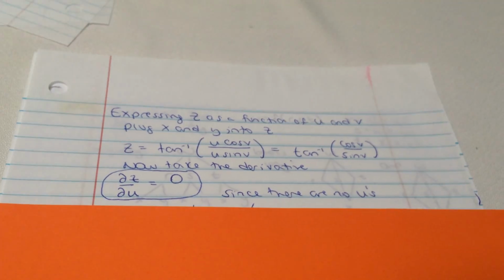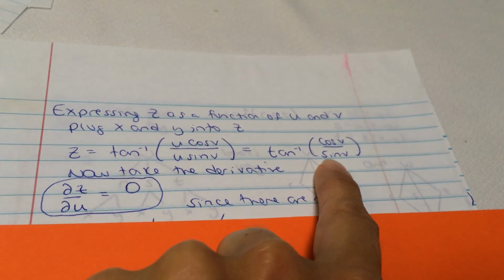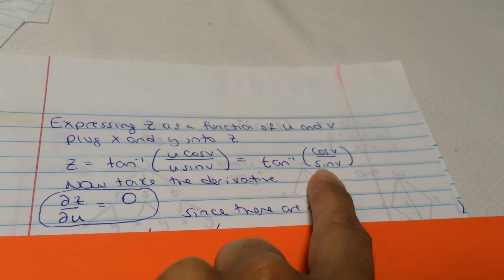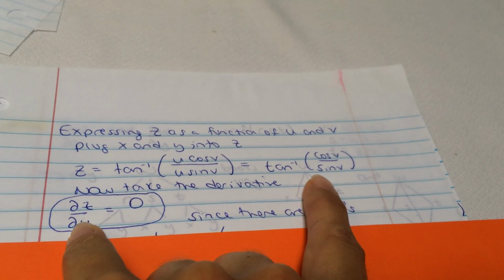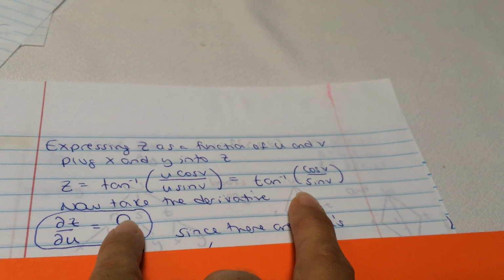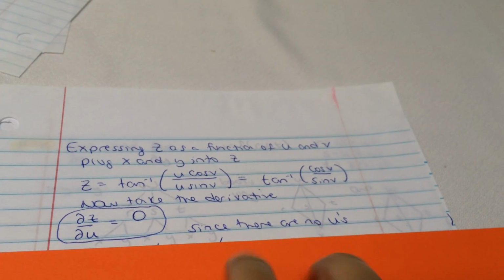Now take the derivative. Notice in this, there are no u's. If there are no u's, then when you take the derivative with respect to u, that's just a constant. It doesn't look like a constant, but it is. And so the derivative is just 0. So that's super easy. Way easier than the other way in this case.